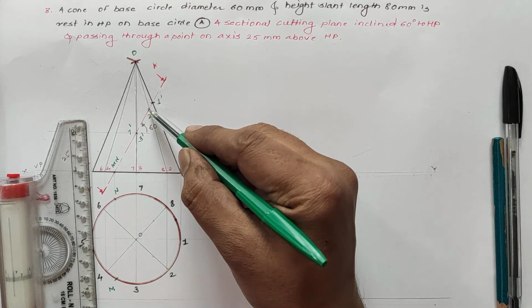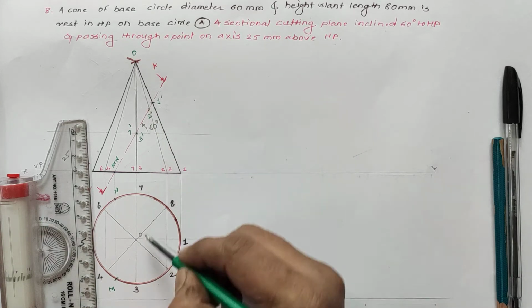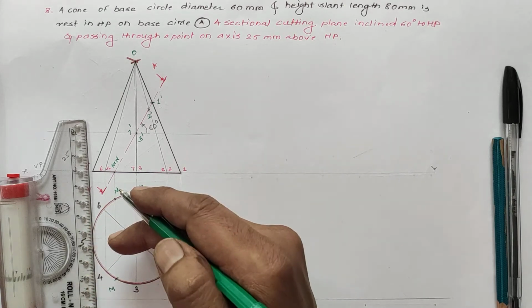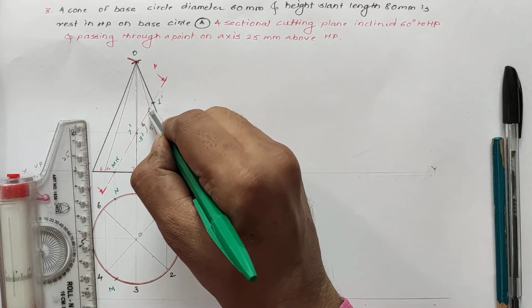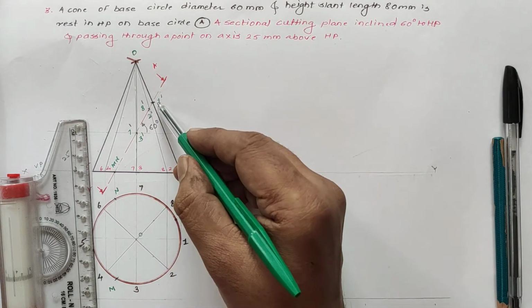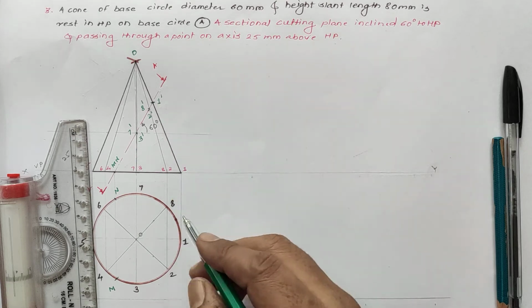The next point is on the generator O8, the back side generator. This is the front side generator, and these are the back side generators. The cutting plane cuts the O8 generator at 8 dash. So these are the points we get on the cutting plane.